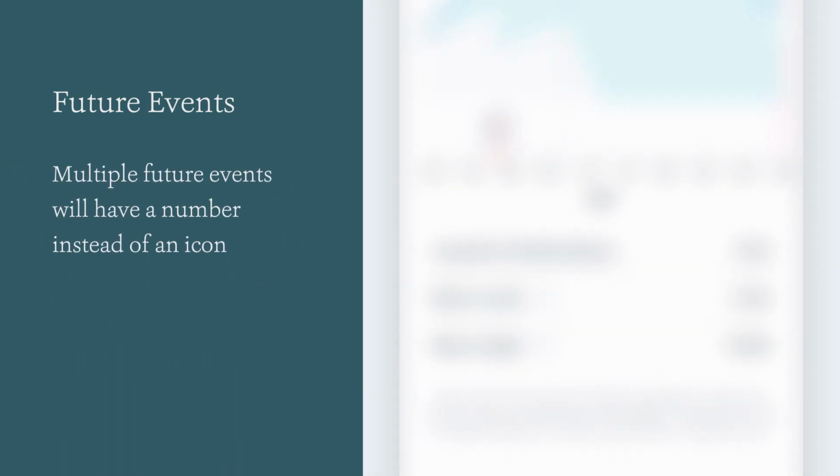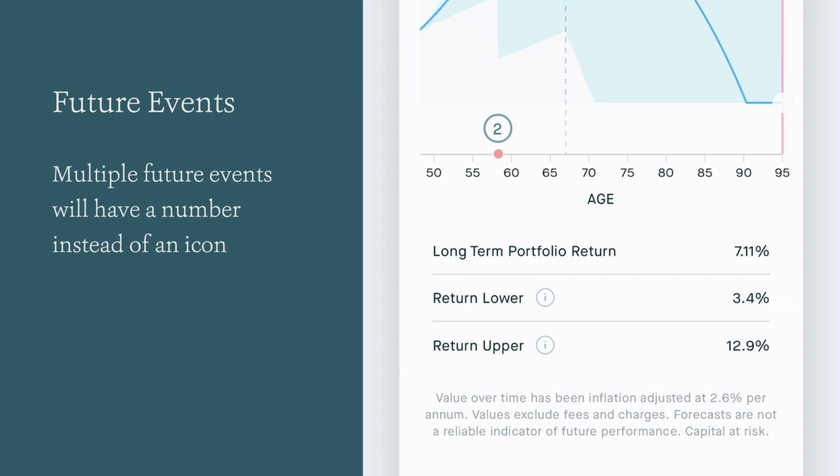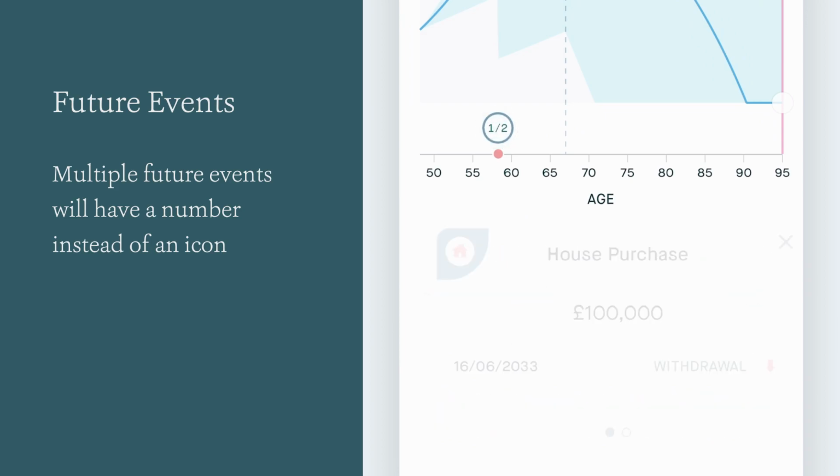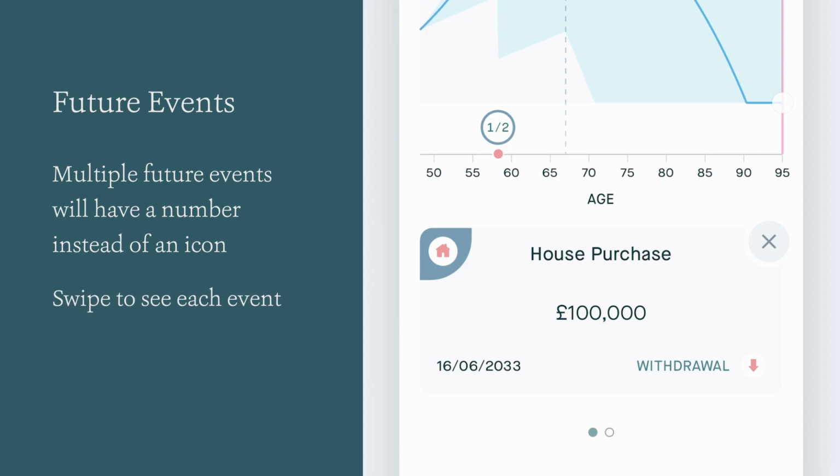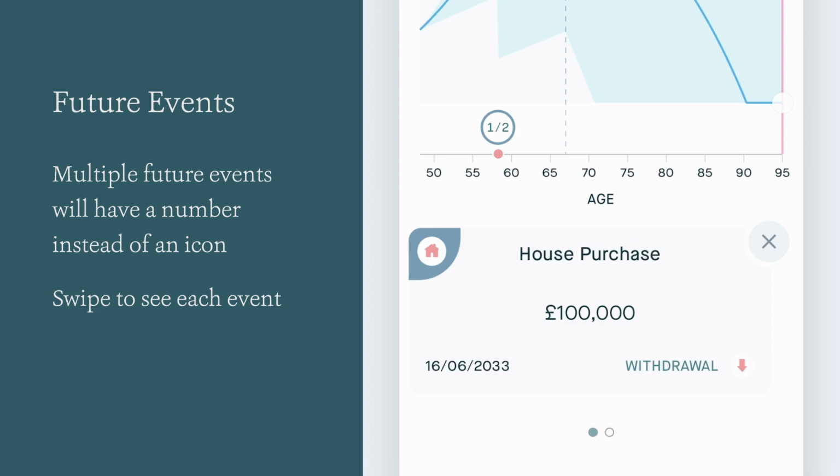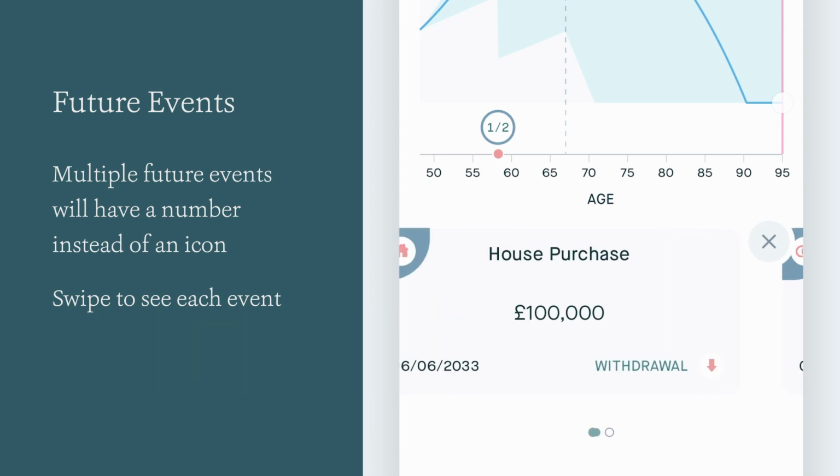If you have multiple future events on the timeline in close proximity, the icon will be replaced by a number. When tapping the number to open more details, you can swipe between each event. Again, close this by tapping the cross icon.